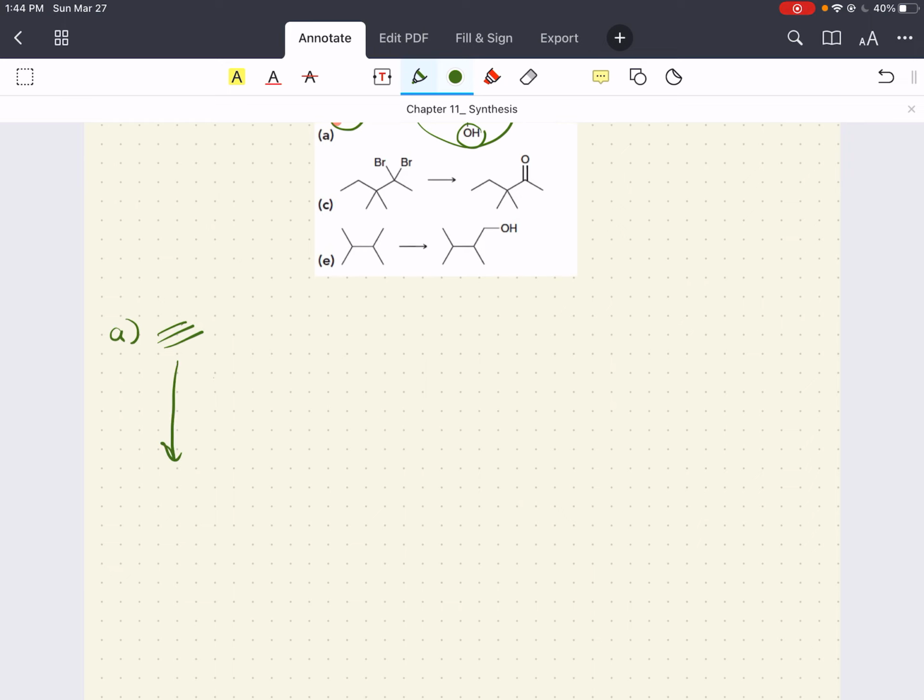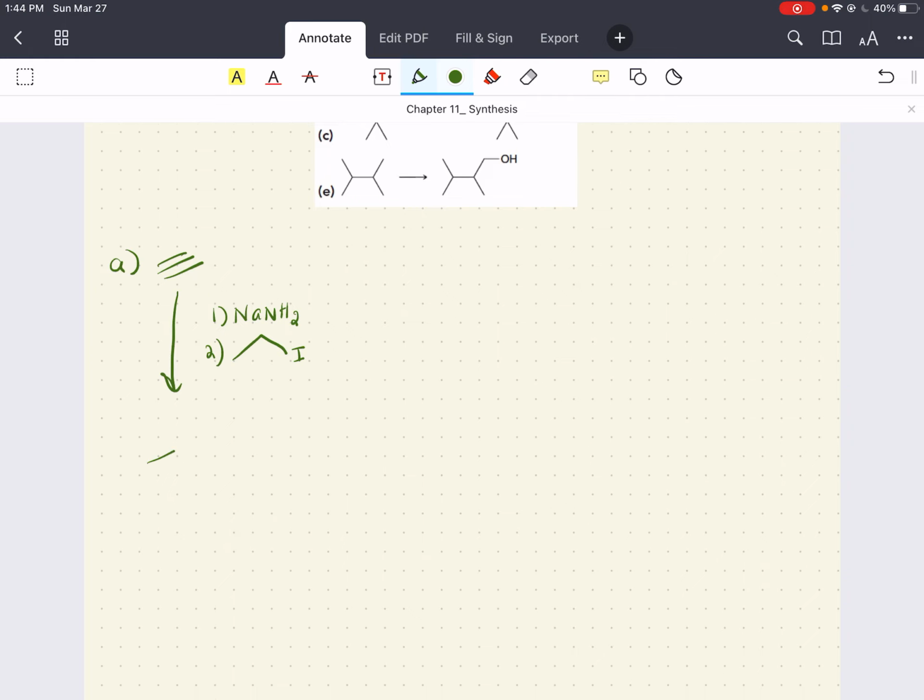All right, so we've done this enough times. We use NaNH2, and we're going to add 2 carbons. Here's 2 carbons and iodide, so ethyl iodide. What is this going to do? It's going to add 2 carbons to one side of this triple bond.